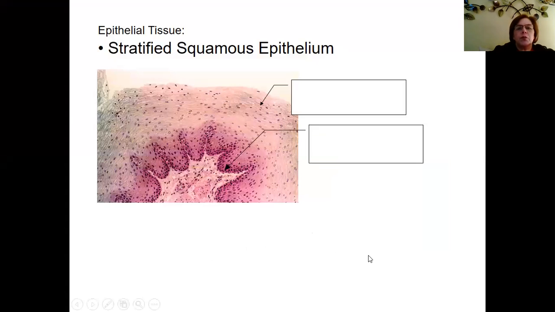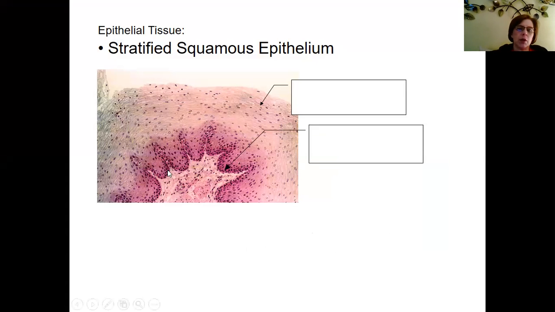All right, we left off with transitional last time. So we're going to get into the stratified tissues today. And our first one is stratified squamous epithelium. So you can see this tissue slide that you have in your packet. Let's look at the nuclei.